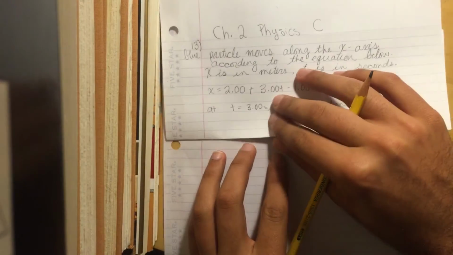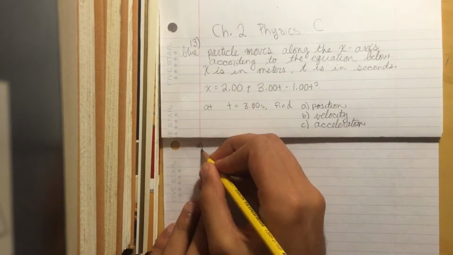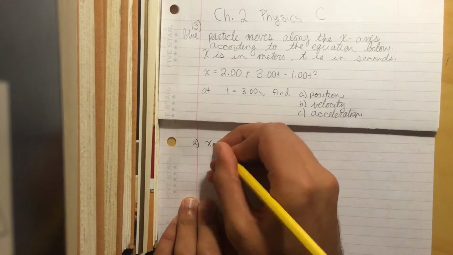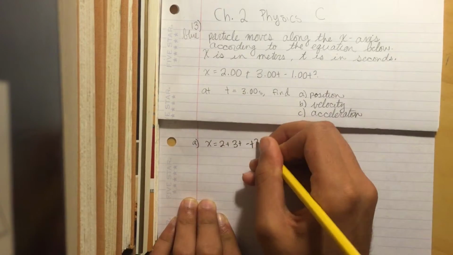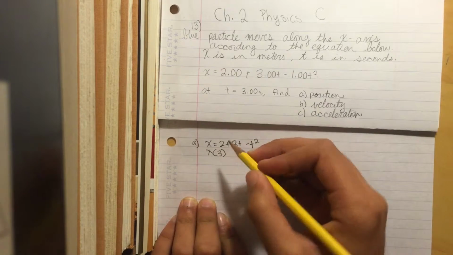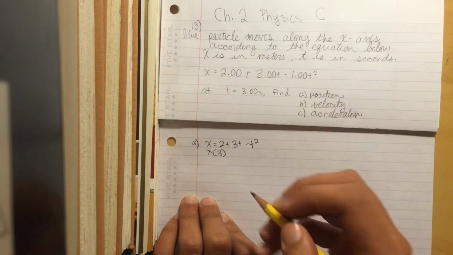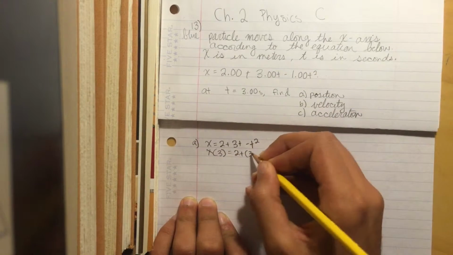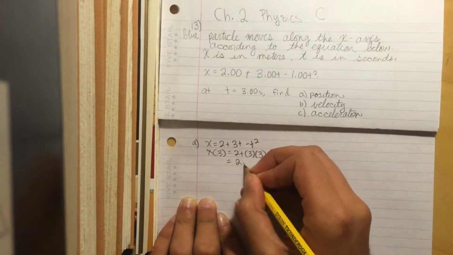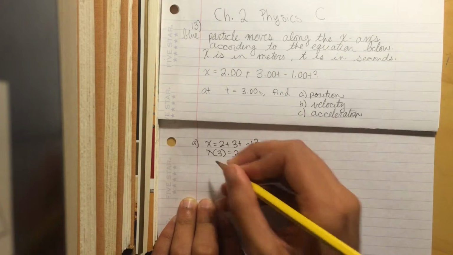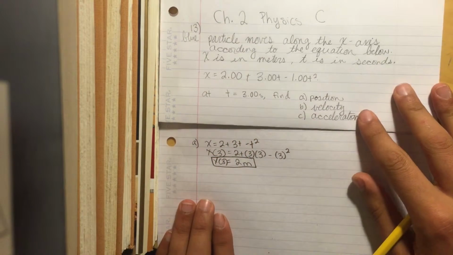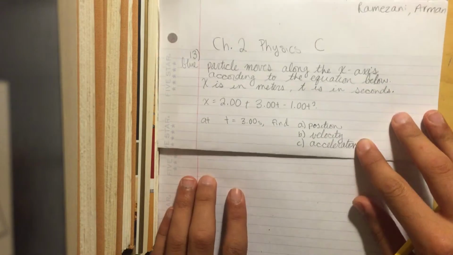So here again, the instructions are find A, the position at t is equal to 3. So that's easy. You just take x is equal to 2 plus 3t minus t squared. So there we just substitute 3 for t. So x of 3, because x is a function of t, time, is equal to 2 plus 3 minus 3 squared, which equals 2 meters. So there we found the position. X at 3 seconds is 2 meters. Next, let's find the velocity, which involves the use of calculus.